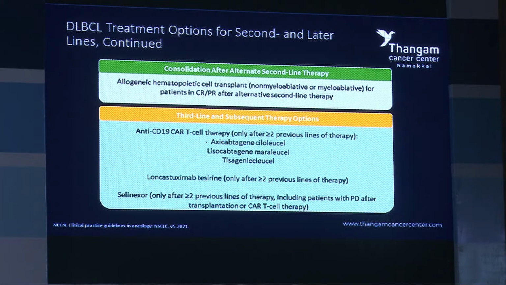Second line and later lines, if you are still chemo responsive, then allogeneic stem cell transplant after a salvage chemotherapy regimen is one of the options. Rest of it is targeted therapies. Targeted therapies, CAR T cell post second line.